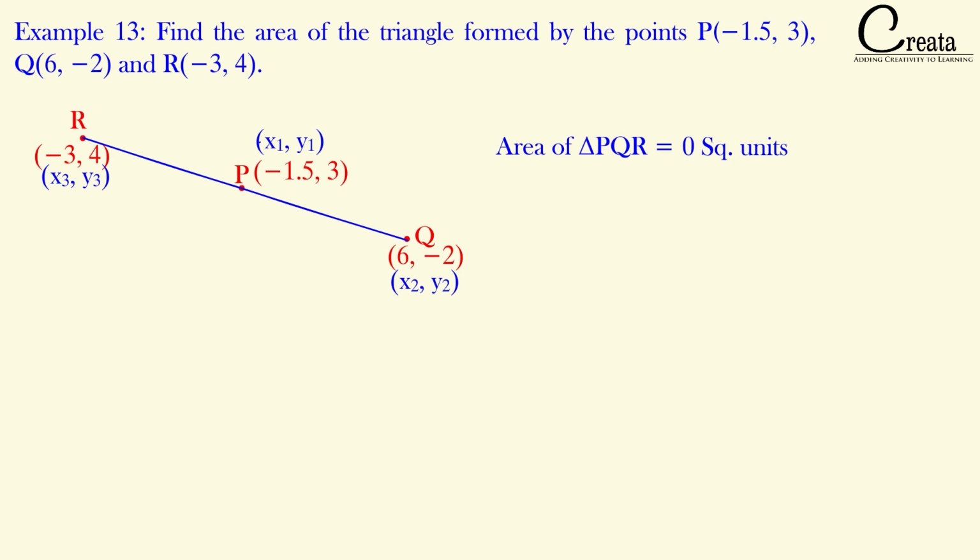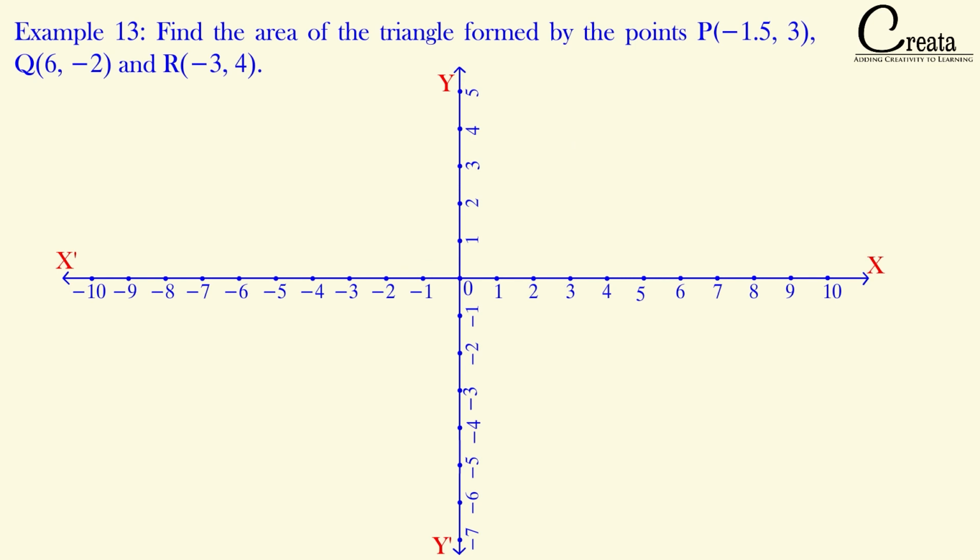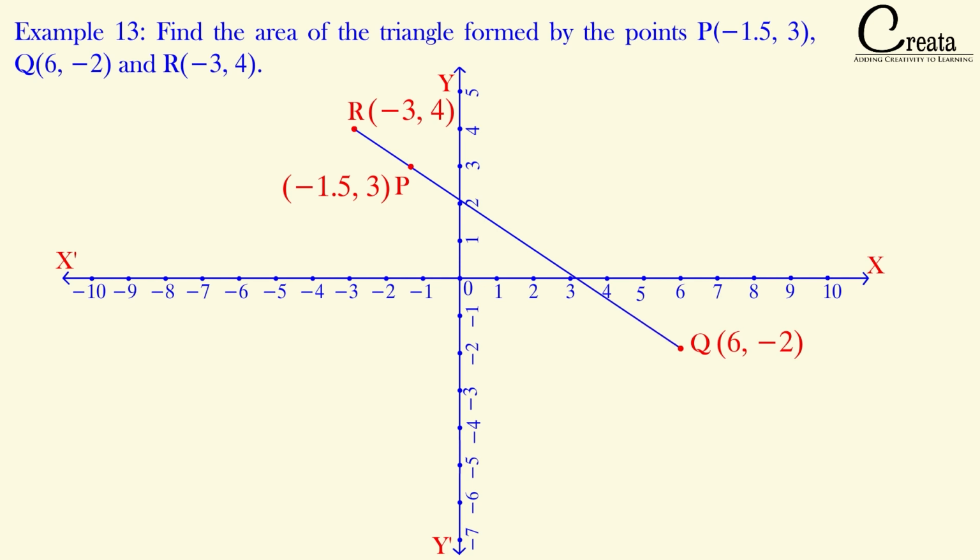Let's take our coordinate system. Let's draw the point P. The x coordinate is -1.5 and y coordinate is 3. This is point P. Similarly, we will draw the point Q, that is 6, -2. Similarly, our point R, that is -3, 4. Let's try to join all these 3 points. We got the points P, Q and R are coming on a straight line, that is these points are collinear points.